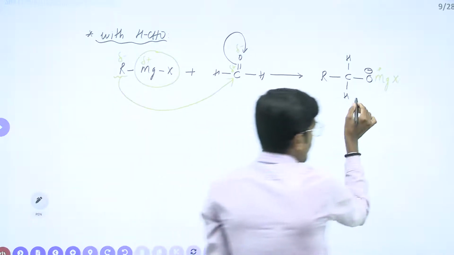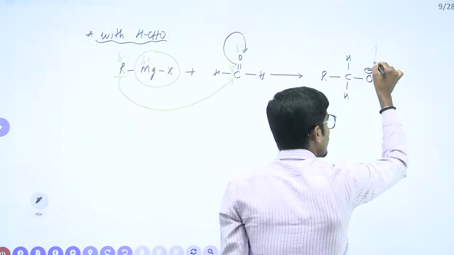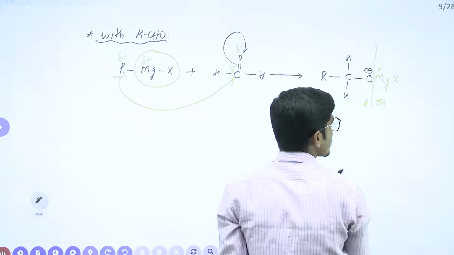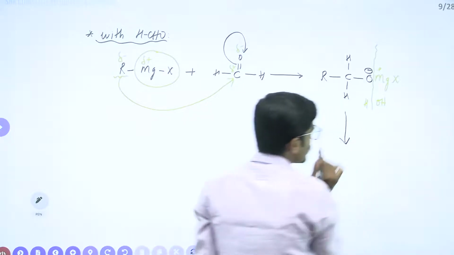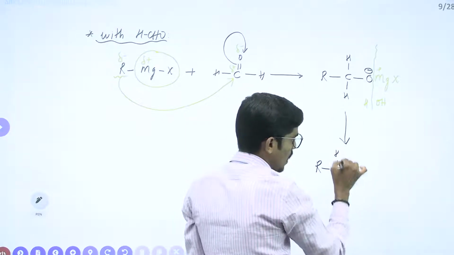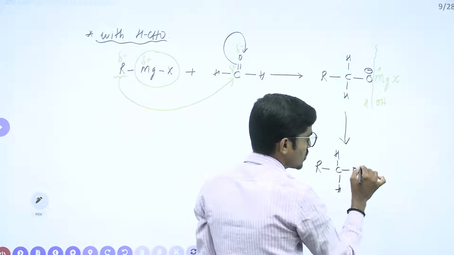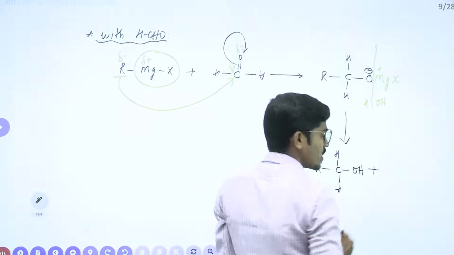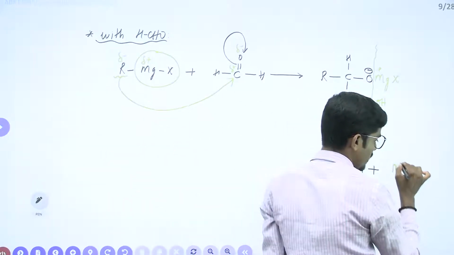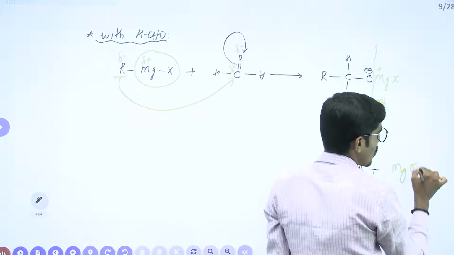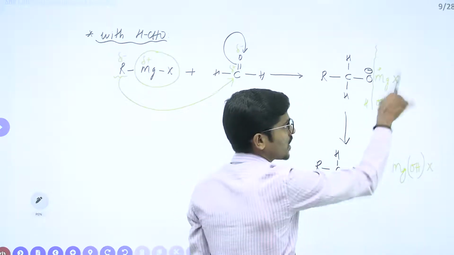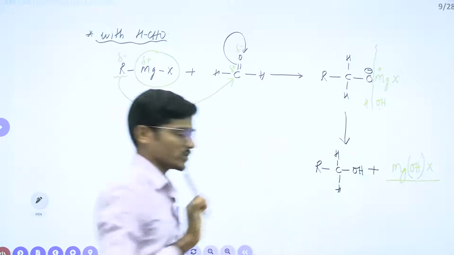So this intermediate compound undergoes hydrolysis, HOH, the water is added, and it gives rise to the product R CH2 OH. Remember, whenever we are using the Grignard reagent, the byproduct will preferably be magnesium hydroxide halide, MgOHX. This is the byproduct with Grignard reagent, right?